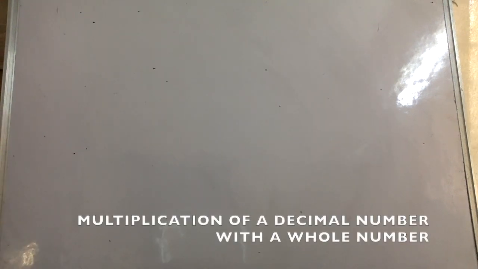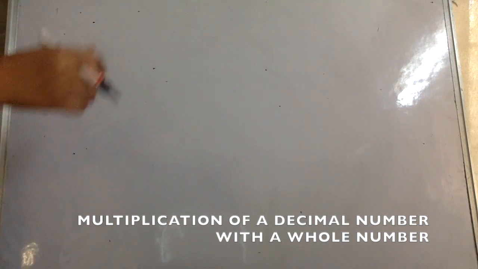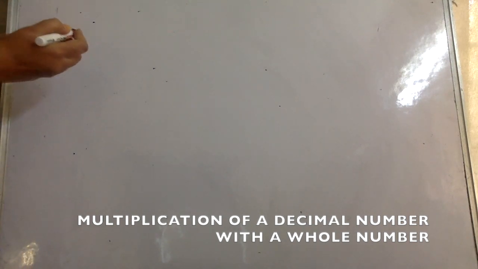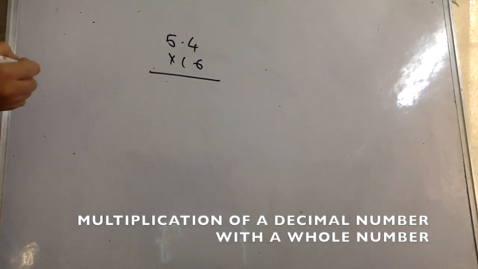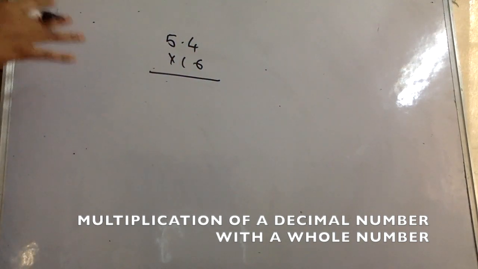Now we shall be doing multiplication of a decimal number with a whole number. Multiplication of a decimal with a whole number, that is 5.4 into 16. Now what do we do here? We multiply it just like a regular number.